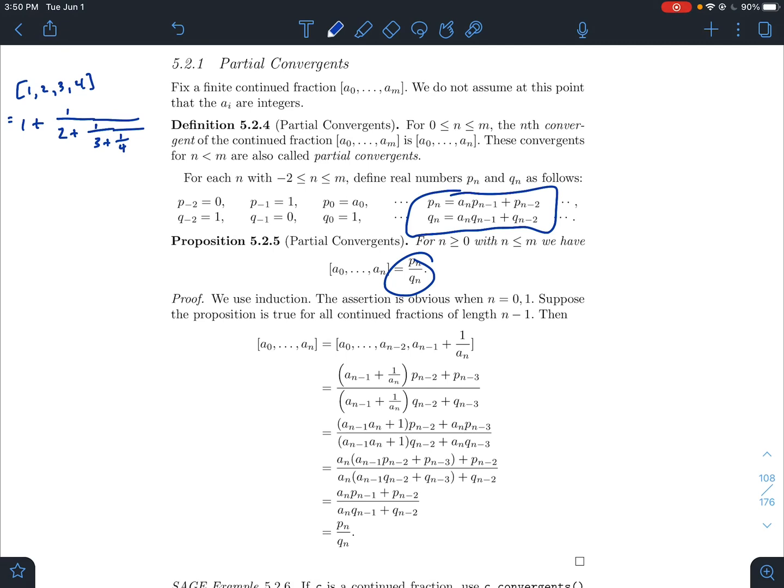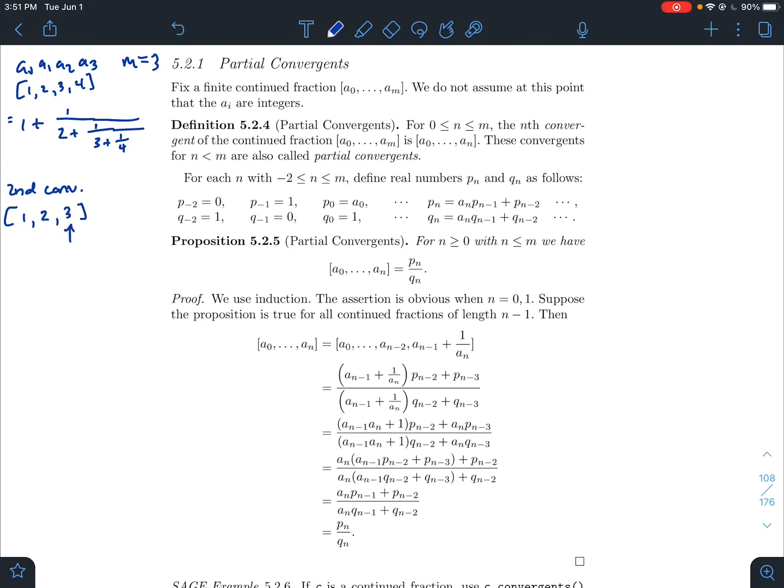What I want to do is illustrate some of the ideas that are going on here. For instance, let's say this is a0, a1, a2, a3, so m is equal to 3. What if I wanted to tell you about the second convergent of that fraction? Well, it would just be 1, 2, 3, because this 3 is really in the second spot: this is a0, this is a1, and this is a2. So that's when n equals 2. And what is that? It's just 1 plus 1 over 2 plus 1 over 3. I just take this part of the continued fraction, and that's what we'll call the second convergent.